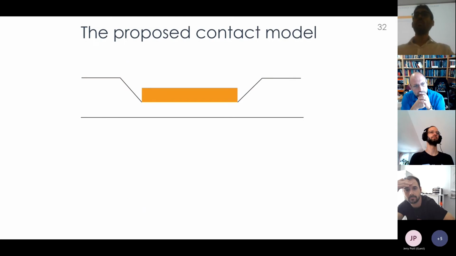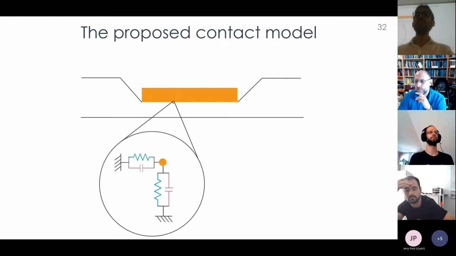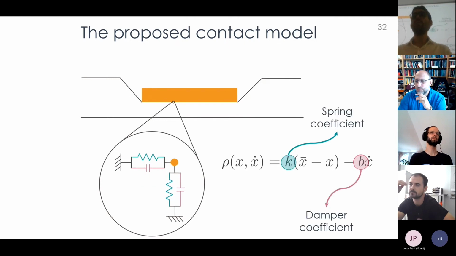Okay, so let's start from a rigid body that is in contact with the environment. We can assume that for each point in the contact surface, there is an infinitesimal spring and damper system that generates a force. This force depends on the spring and damper coefficients, the position of that point x, its velocity x dot, and x bar, which is the position of the point such that we have zero force in case of zero velocity.